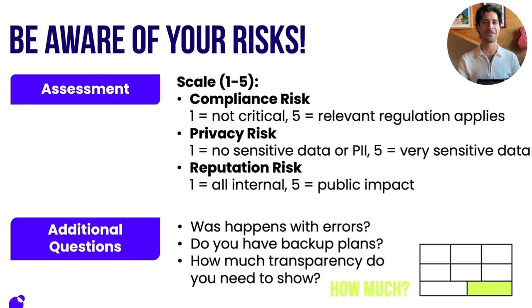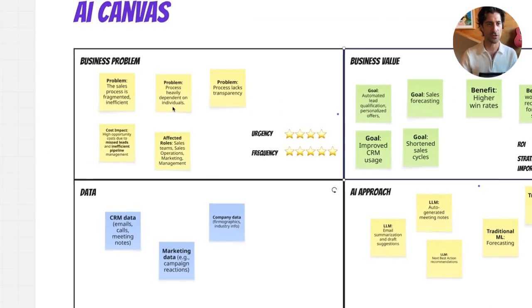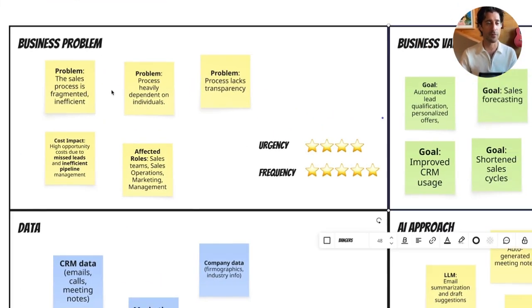Now let's look at a specific example of a sales organization and how they assessed whether to use AI to a much higher extent to change the way they work. This was a sales organization of about 80 different sales reps. And just to mention some of the problems they were facing, of course, the whole process was perceived as a bit inefficient and fragmented, especially by management. It was heavily dependent on individuals.